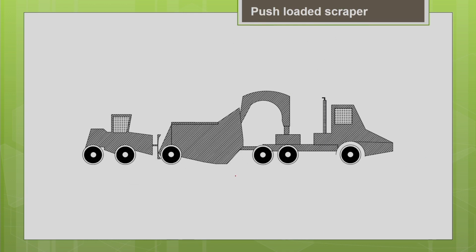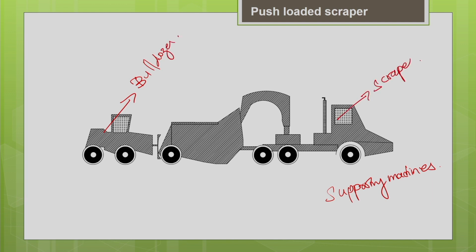This is what I told you earlier: the bulldozer is used for assisting other machines, supporting the other machines. So this is your bulldozer, just a schematic sketch. The leading one is your scraper. As I told you, the scraper has to cut the earth and fill its bowl. During that loading operation, your bulldozer will push. You can see it has a special type of blade just for pushing.